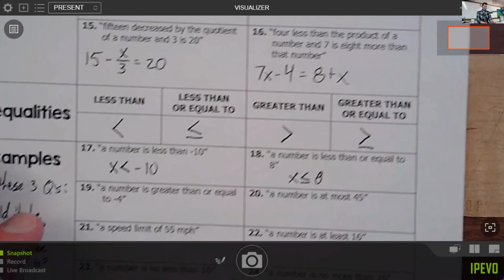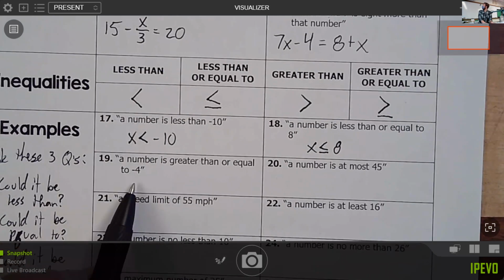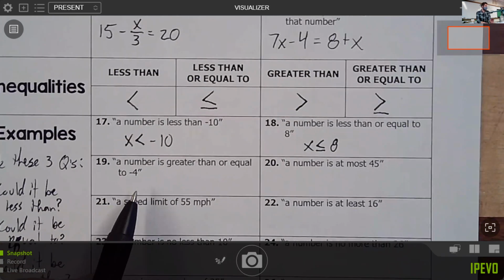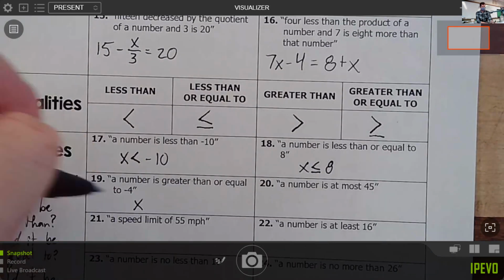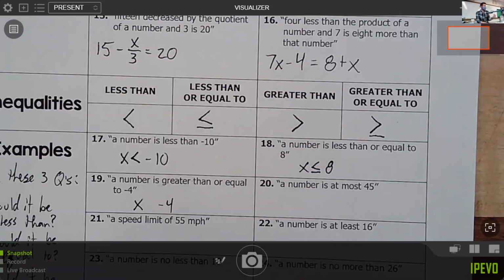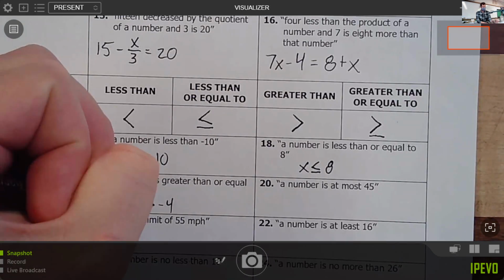Now the next one, again, it's pretty straightforward because it actually uses the words greater than or equal to. So a number, X, the number we're comparing it to is -4. It says that that number is greater than or equal to -4, so we're just going to write the greater than or equal to symbol.